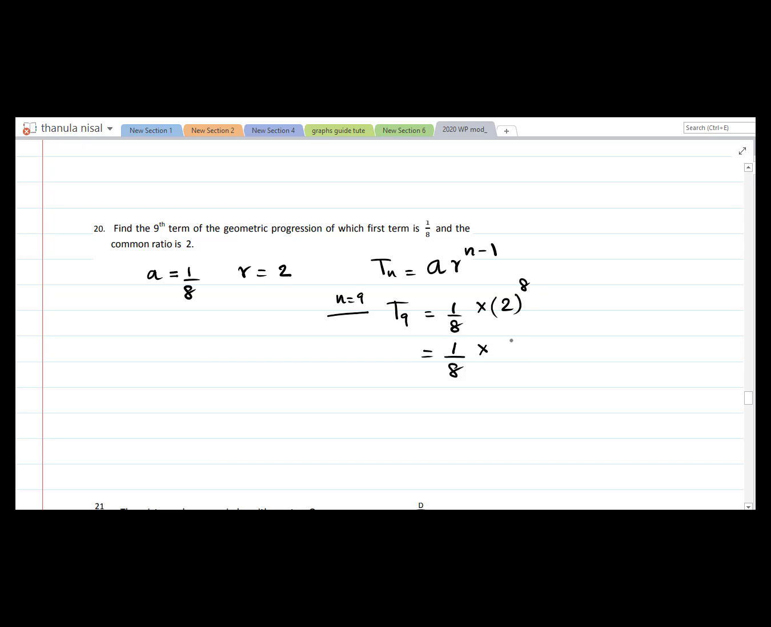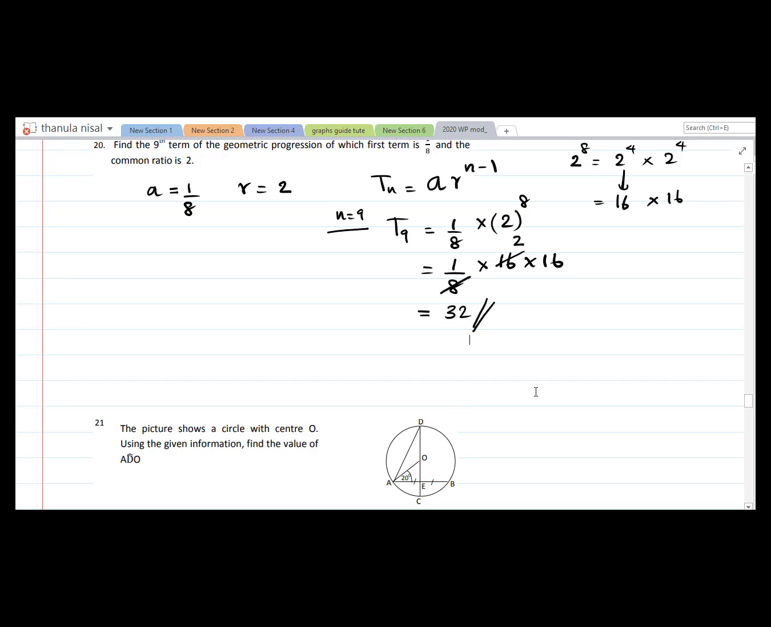What's the answer? 2 to the power 8 means 2 to the power 4 into 2 to the power 4. 2 to the power 4 means 16 by 16. That is 256. Therefore, I'll just write this one. I just cut here. I'll replace this one as 2. Then 2 times 16, that is 32. Answer is 32. Let's jump to question number 21.